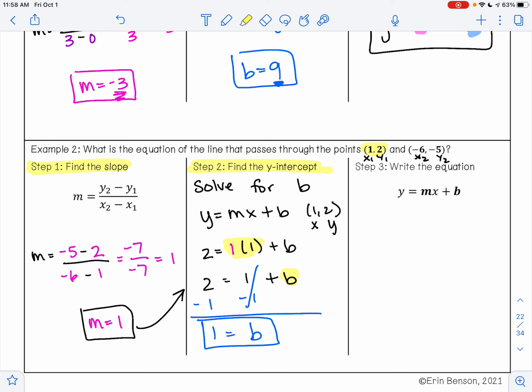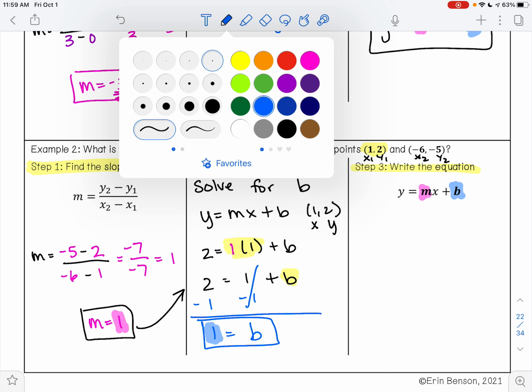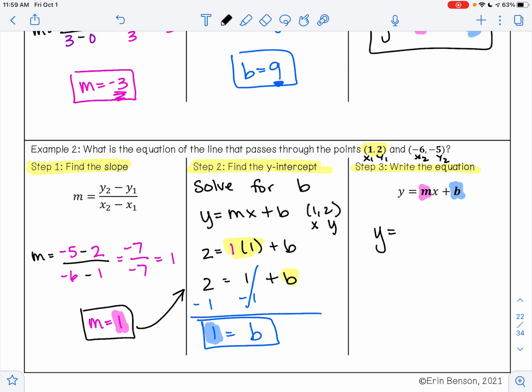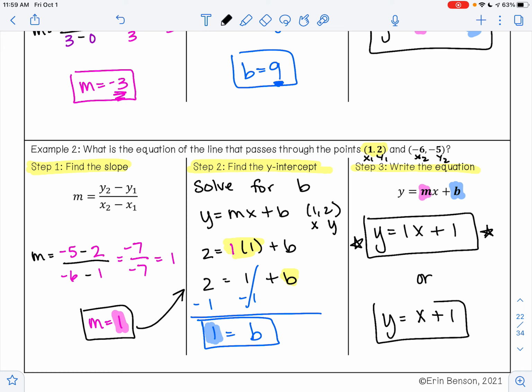So now we are ready for step 3, which is write the equation. I'm going to replace m with the 1 that I found here, and I'm going to replace b with the 1 that I found here. So my equation is y equals 1x plus 1. This is my answer. If you would like, you could also write this answer as x plus 1, because 1x and x represent the same thing.